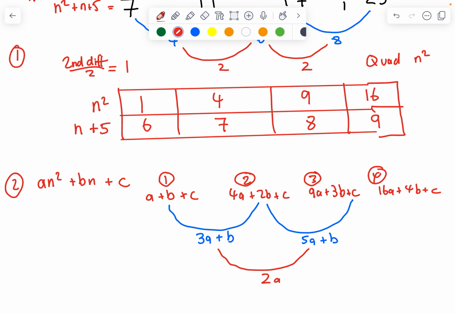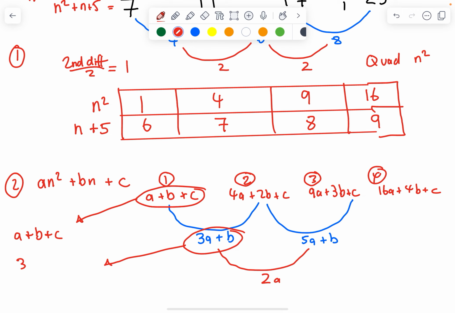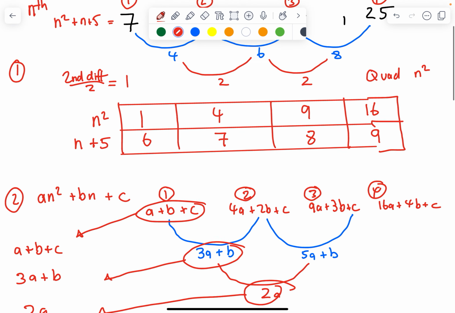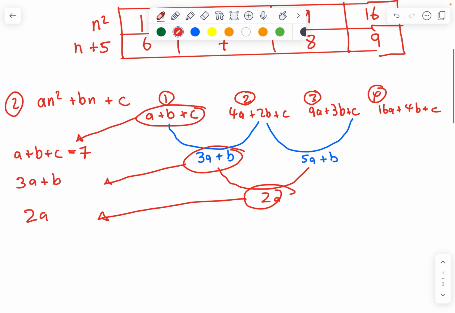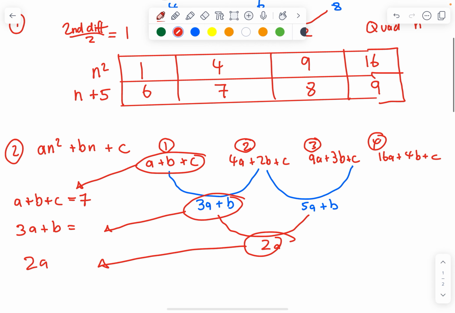So now let's look at that. My first term here is a plus b plus c. My first difference is 3a plus b, and my second difference is 2a. Okay, and we saw from our example that a plus b plus c was 7. That was the first term in our sequence. The first difference was 4, and the second difference was 2.